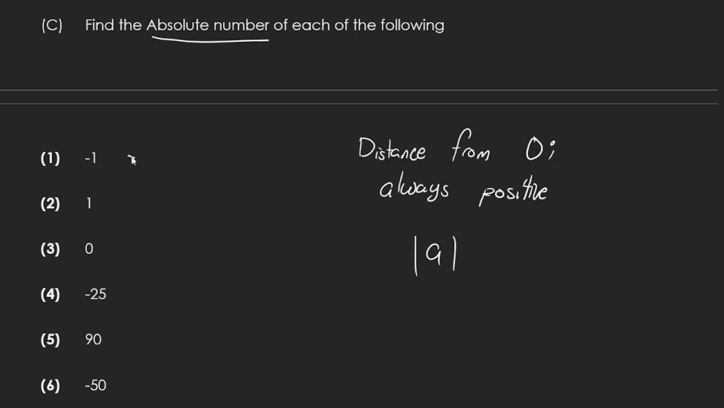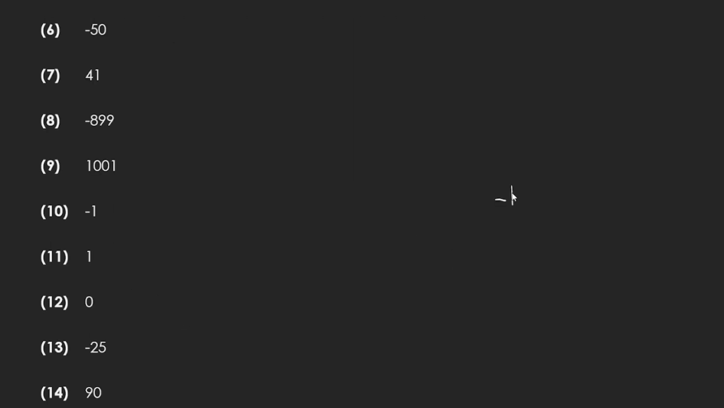Number 1, the absolute value of negative 1. How many units is negative 1 from 0? Well, just 1. How about positive 1? It's still 1 unit away. How about 0? Well, 0 is 0 itself, so you don't have to travel anywhere. Negative 25 is 25 units away from 0. So you can just take a number, take its absolute value, and it is always positive. Let's talk about the negative outside the number next time.